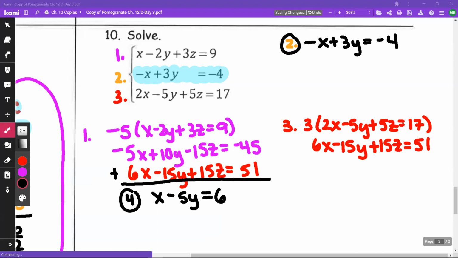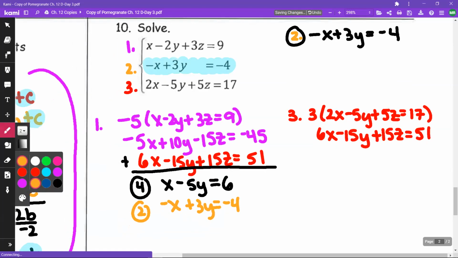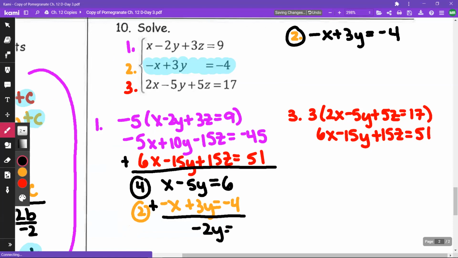So if I take equation 2, bring equation 2 down here, negative x plus 3y equals negative 4. My x's are actually going to eliminate. So when I do this, my x is going to cancel out. I get a negative 2y is equal to 2, which means y is equal to negative 1. I'm not done with that system.